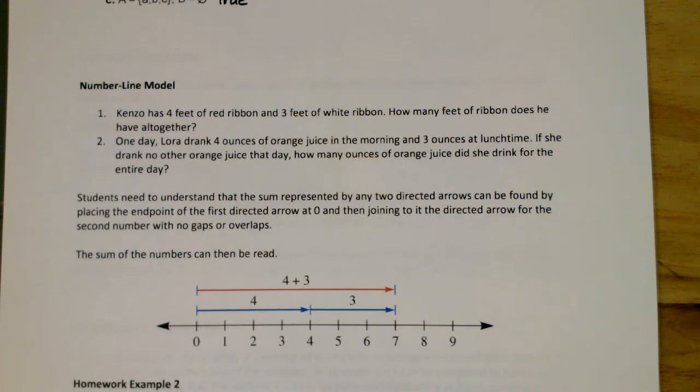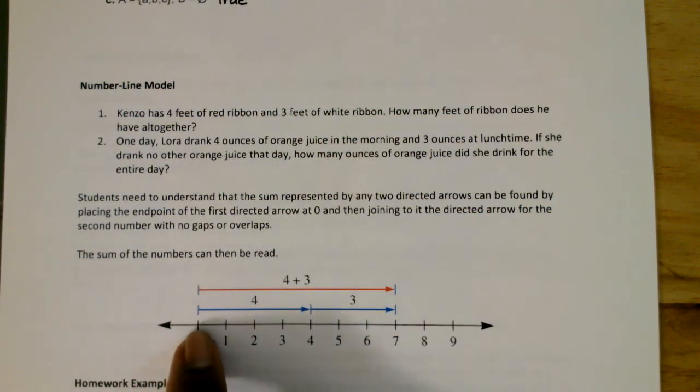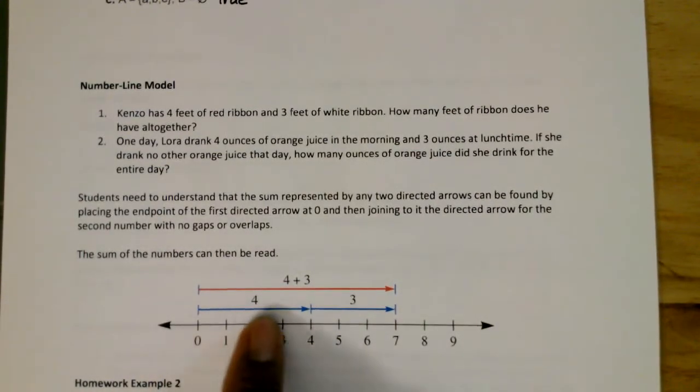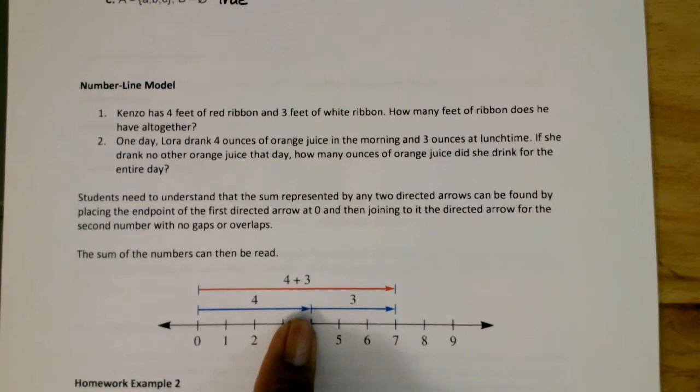Okay, so in this case here, students do need to understand that the sum represented by any 2 directed arrows can be found by placing the endpoint of the first directed arrow at 0 and then joining to it the directed arrow for the second number with no gaps or overlaps. So in this case, we know we got to add 4 and 3 in both of these situations here. So you start at 0 and go to the right 4 places.